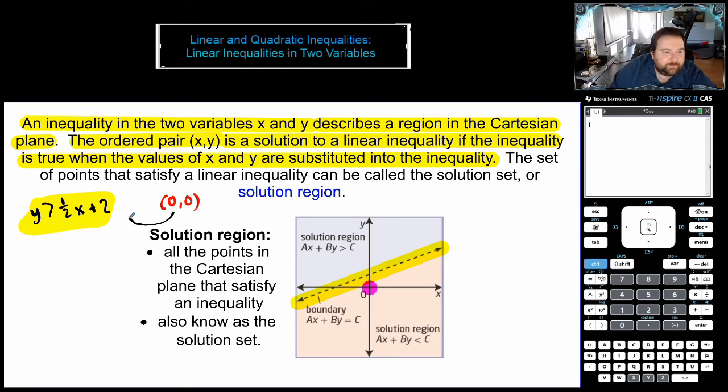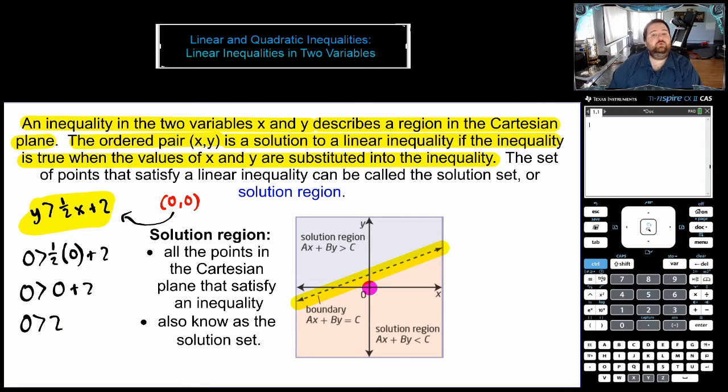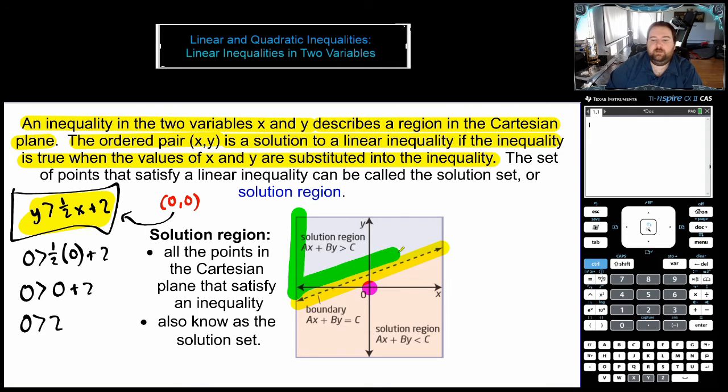What we need to do is plug these into our inequality to test if it's true. Our y value in the ordered pair is 0, greater than 1/2 times our x value, 0, plus 2. 1/2 times 0 is 0, plus 2. And so 0 is greater than 2. Is 0 greater than 2? No. 0 is not greater than 2. So this ordered pair is not a solution for the inequality that we have here, which means that my solution region is this region here. It's the region not on the same side as the point that we picked. So that is our solution region.